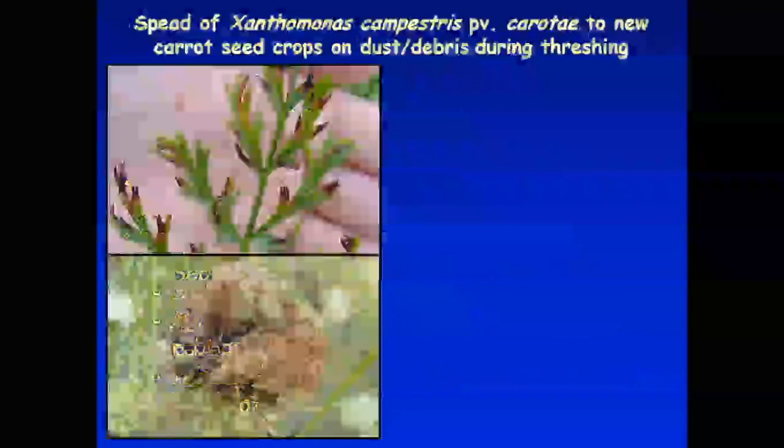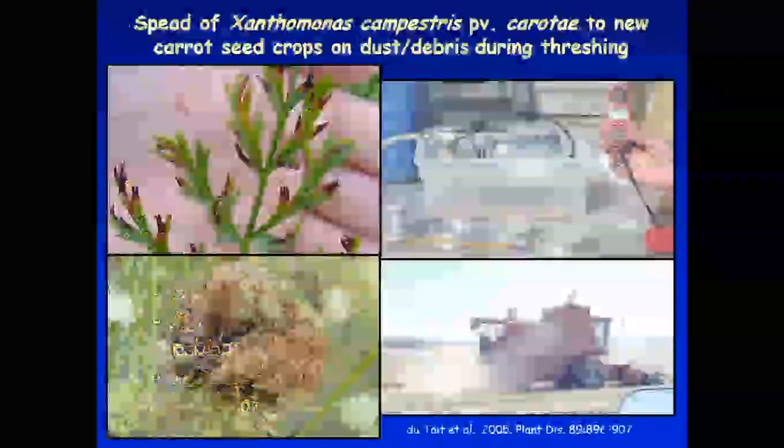This is a picture, Jody showed a similar picture earlier, of Xanthomonas causing bacterial blight on the leaves and umbels in the carrot seed crop. One of the problems that we've discovered is that carrot seed crops overlap biennially by about 6 to 8 weeks, depending on whether it's Central Oregon or Central Washington. When carrot seed crops are windrowed and then threshed, that material is extremely dry.